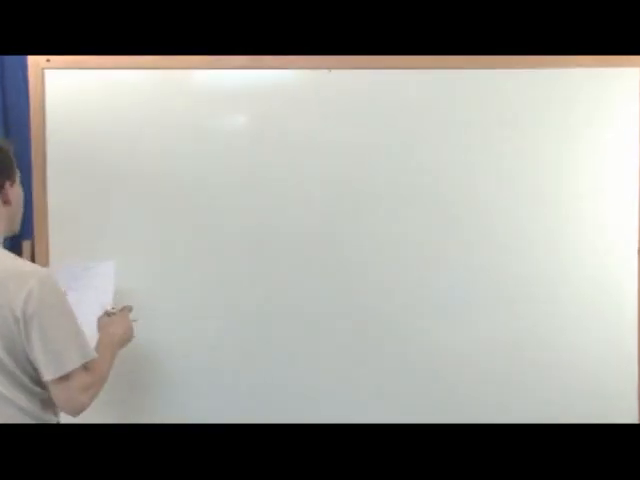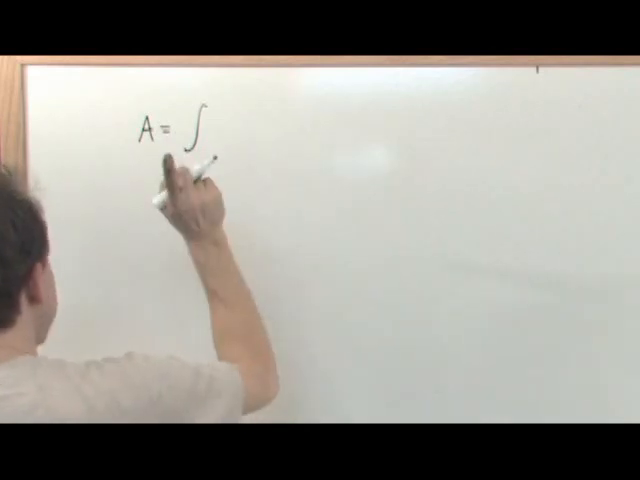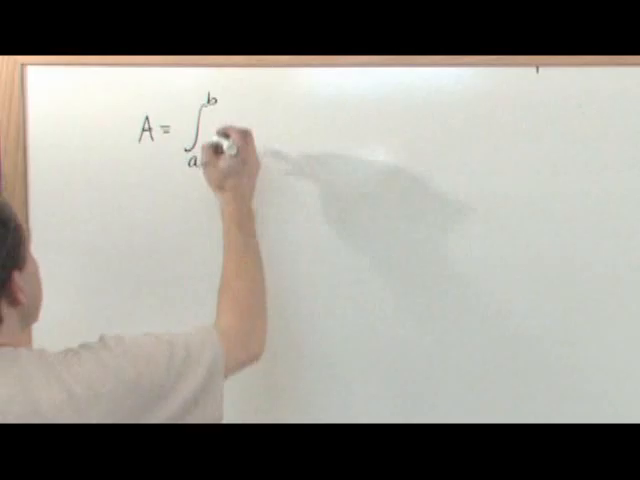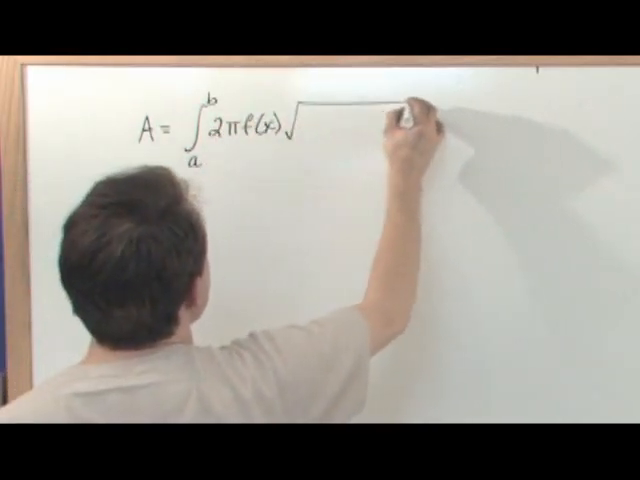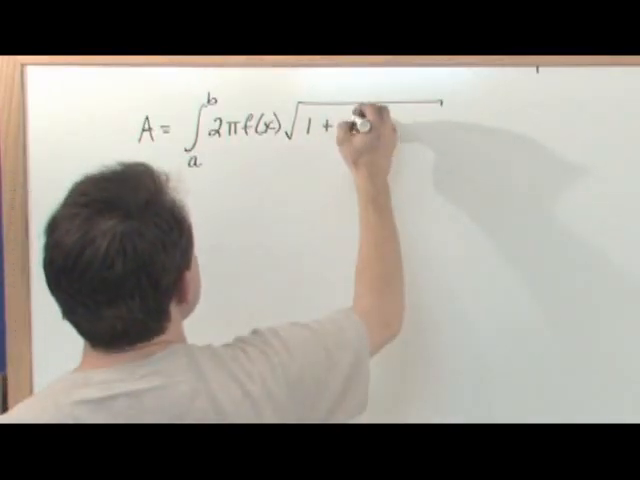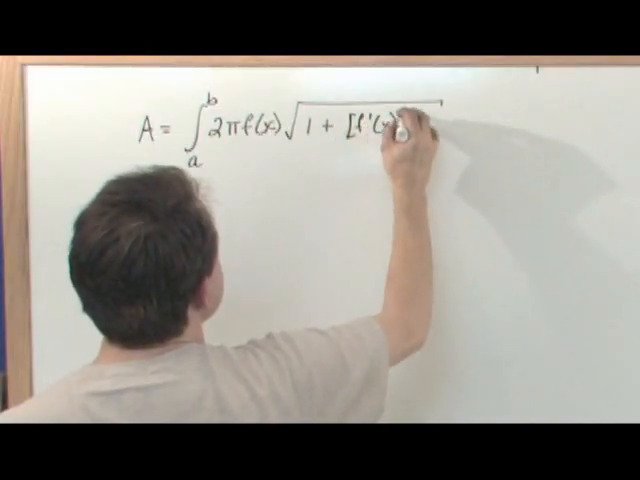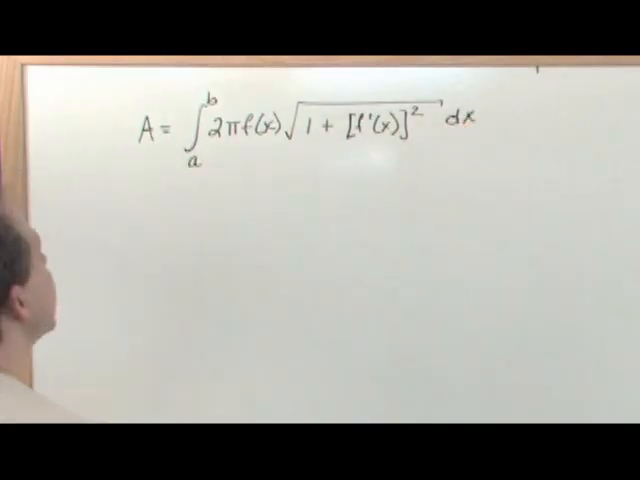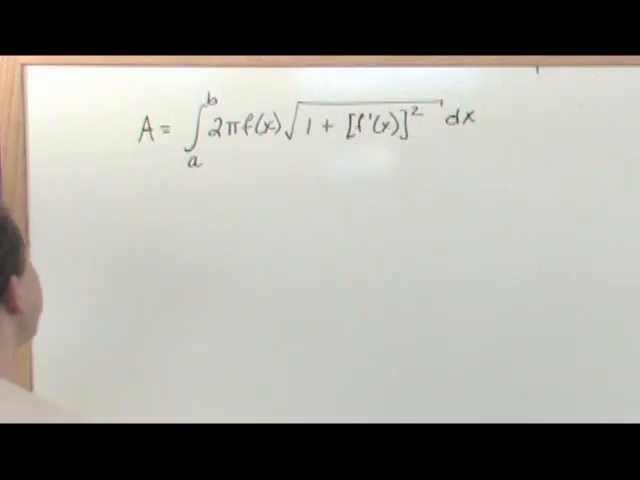So, recall that the area of a surface of revolution, the Cartesian version, is the integral from a to b of 2 times pi times f of x times the square root of 1 plus f prime of x squared dx. So you're integrating over x, and this is something that we derived a long time ago. This is the surface area of revolution there.